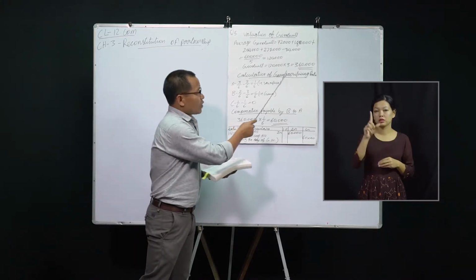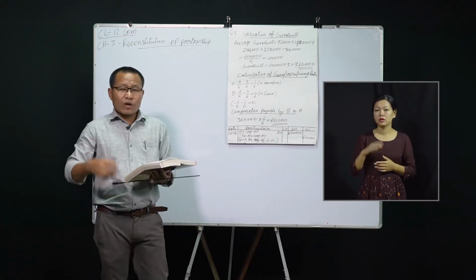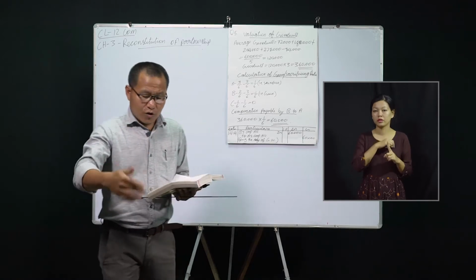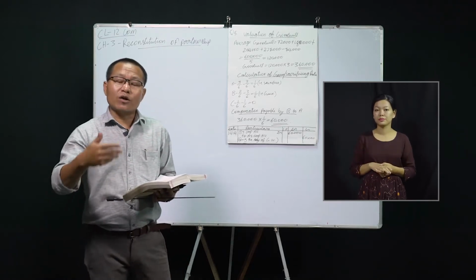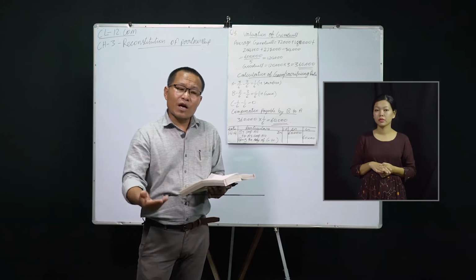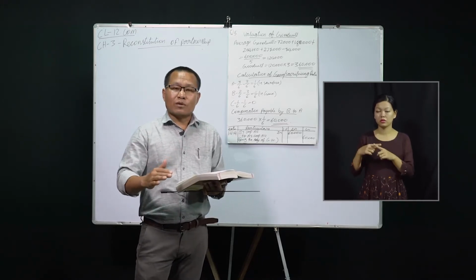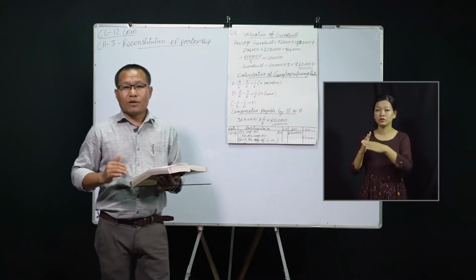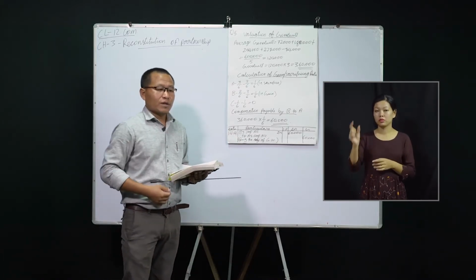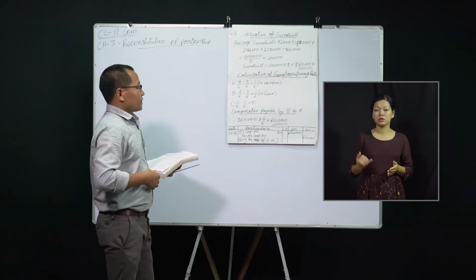Calculation of gain or sacrificing ratio. After finding out the value of goodwill, we will have to calculate who is the sacrificing partner and who is the gaining partner. Then we will have to distribute the goodwill accordingly.